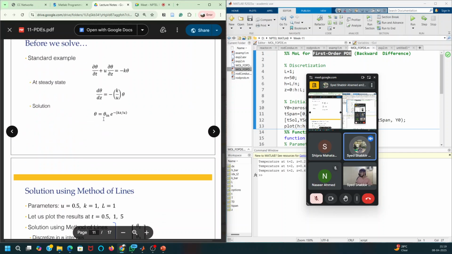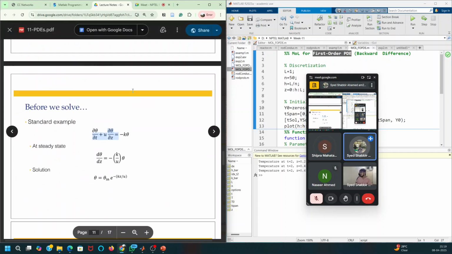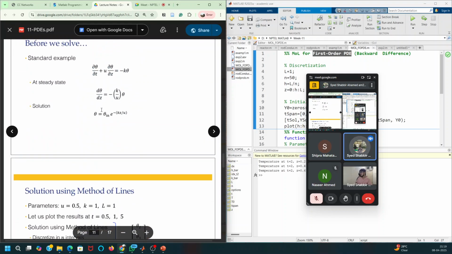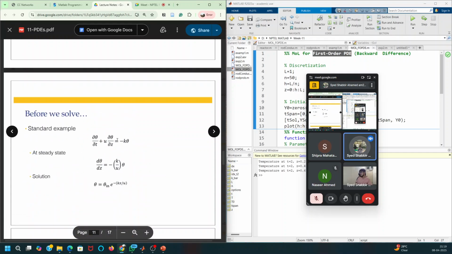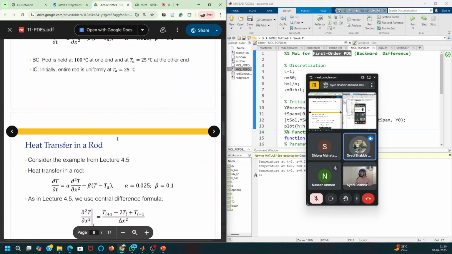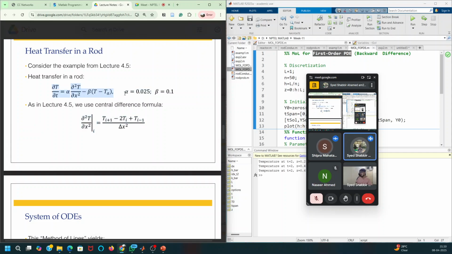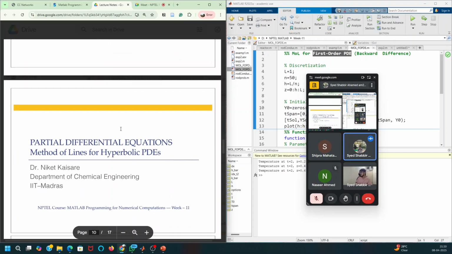You can see this problem also we have solved using method of lines. This also we have solved using method of lines. And the earlier problem, the bar rod conduction problem, this also we have solved using the method of lines.